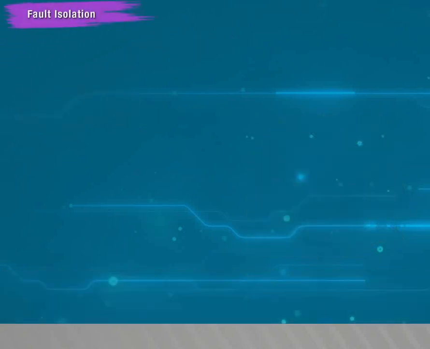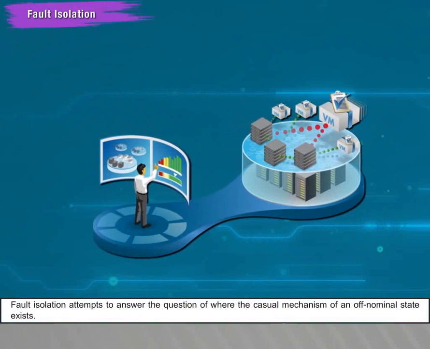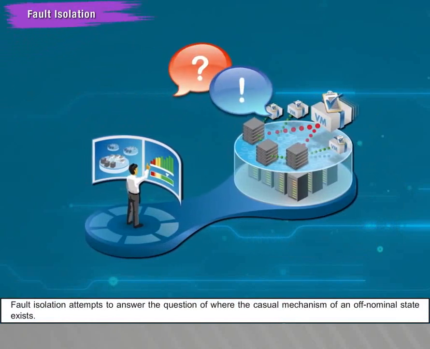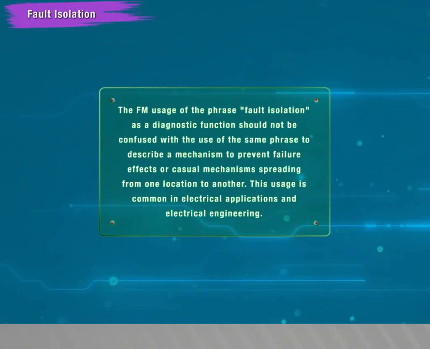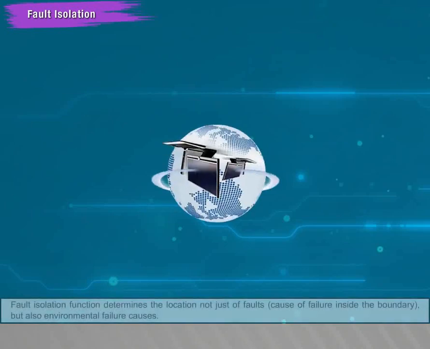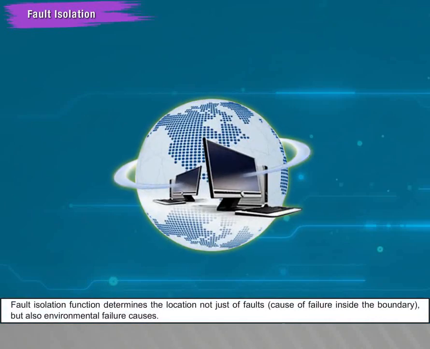Fault isolation. Fault isolation attempts to answer the question of where the causal mechanism of an off-nominal state exists. The FM usage of the phrase fault isolation as a diagnostic function should not be confused with the use of the same phrase to describe a mechanism to prevent failure effects or causal mechanisms spreading from one location to another. This usage is common in electrical applications and electrical engineering. The fault isolation function determines the location not just of faults, causes of failure inside the boundary, but also environmental failure causes.